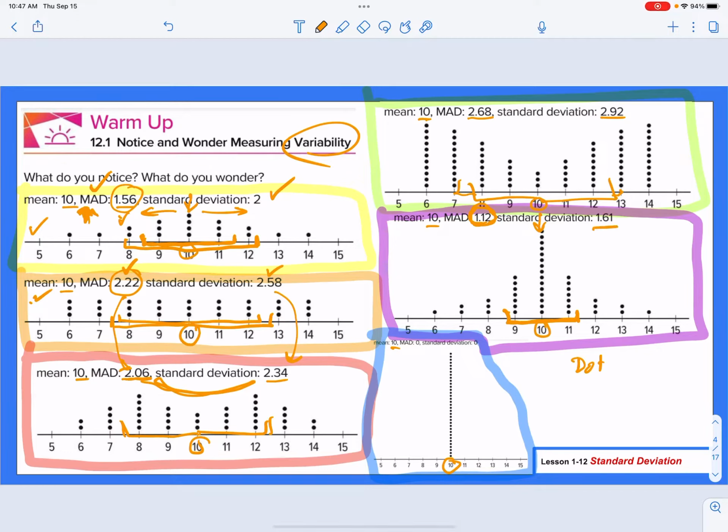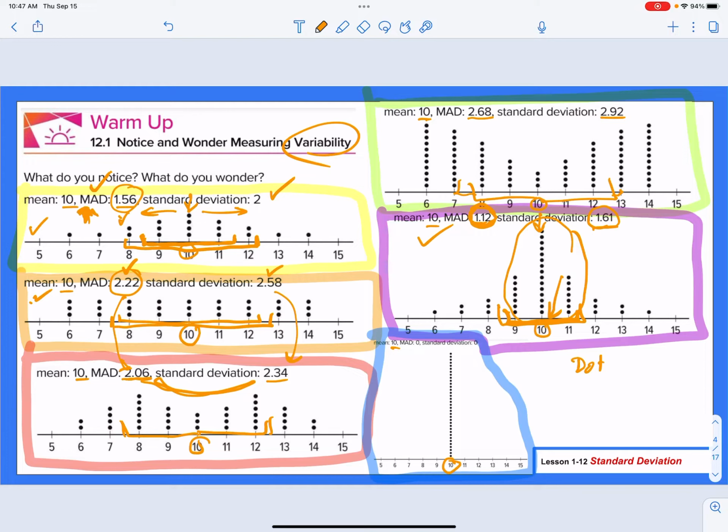And standard deviation, same thing, also includes most of the values. So it looks like the smaller our standard deviation and the smaller our mean absolute deviation, the closer most of the values are going to be to the mean. Okay, and let's take a look at the last one.